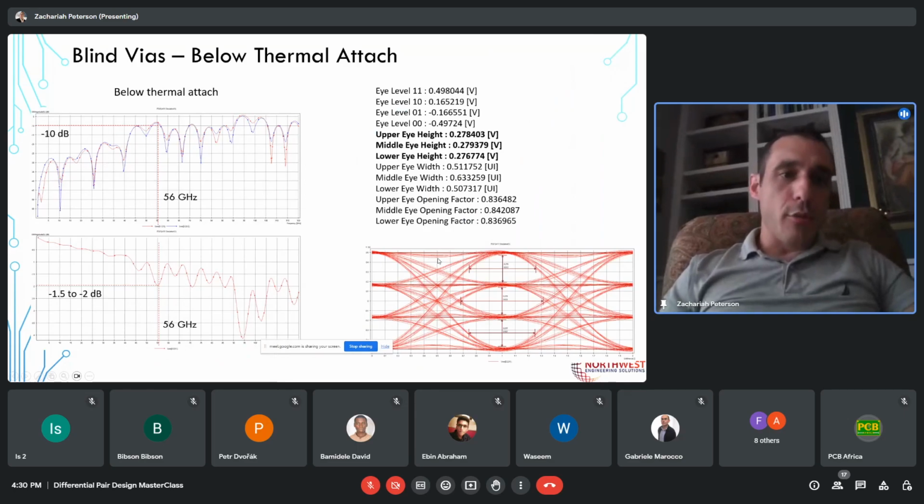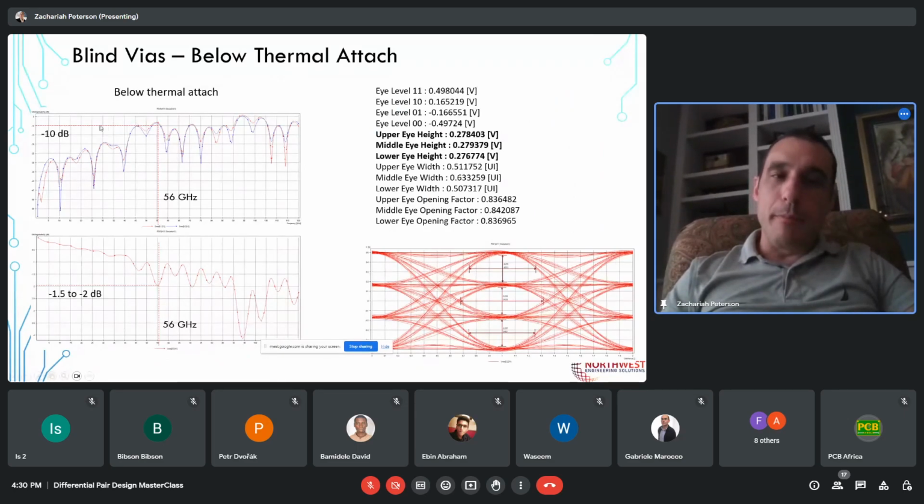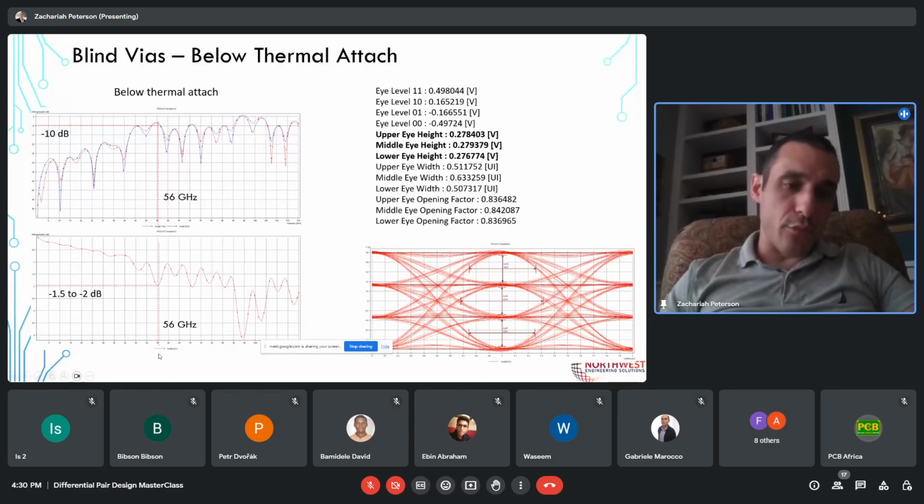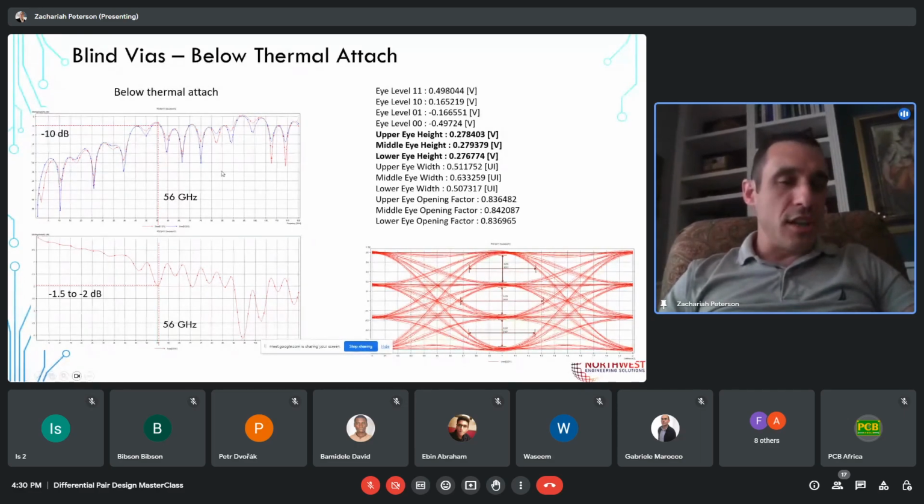So here, when we route below the thermal attach, we're just barely compliant. I mean, just barely. And then we've got a little bit of excessive loss here right at the frequency limit. But we still have an open eye. So this should illustrate the various ways that we're going to qualify these different channels.